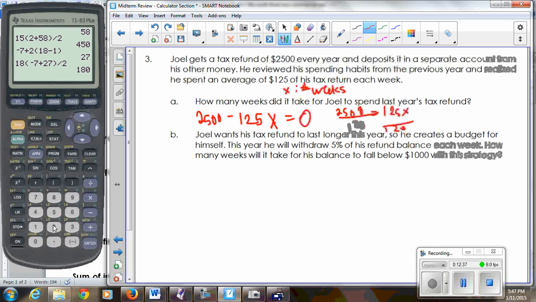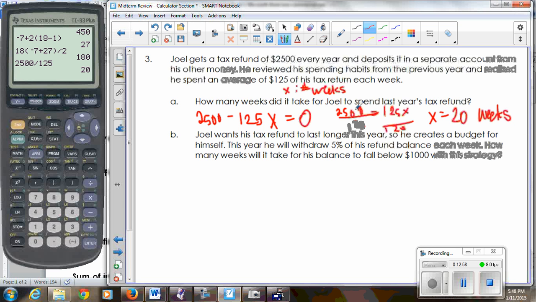So on my calculator, 2,500 divided by 125 took 20 weeks. So in 20 weeks, that's about 5 months. So in about 20 weeks, he spent the whole refund.